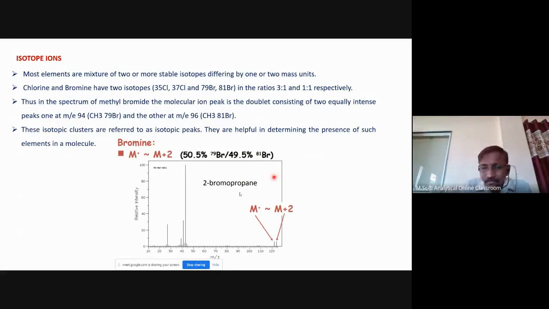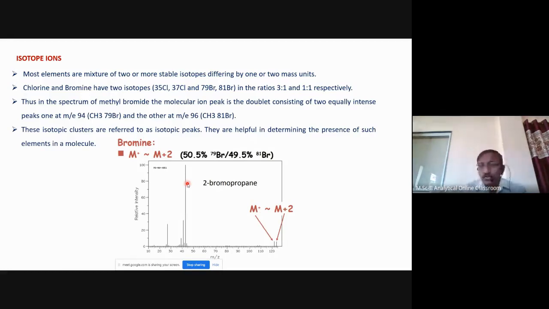Almost we can get this molecular ion peak at 122, and we have observed M and M plus 2 having equal intensity. This is the base peak. Okay. So in this way, the isotope ions can be observed.